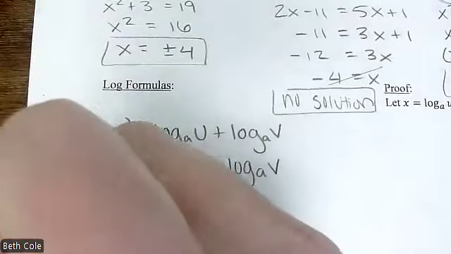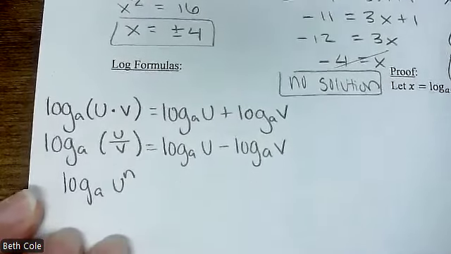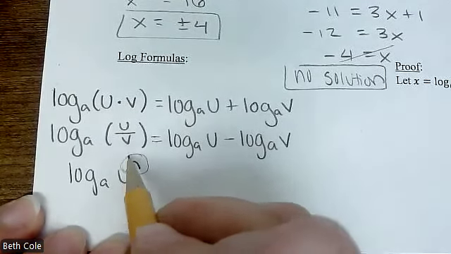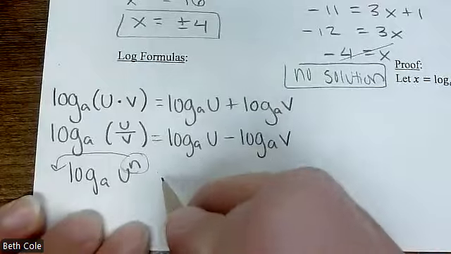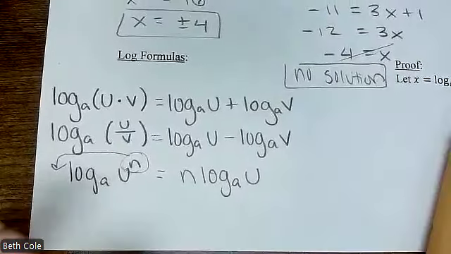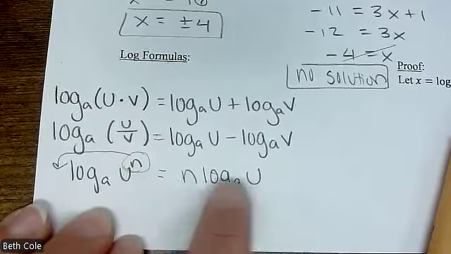All right, third one. Log base A of u to the n power. This is the one that you do see sometimes. You are allowed to take the power and bring it out front as a coefficient. So you can write this as n times log base A of u. The reason that works is when you do a power to another power, you multiply them. I'm going to use the same numbers that we just had. So if you have x squared to the 7th, that would be x to the 14th. Do you see that? So when you have a power to another power, like another exponent, you can multiply them together.